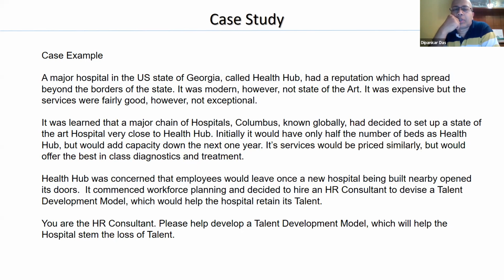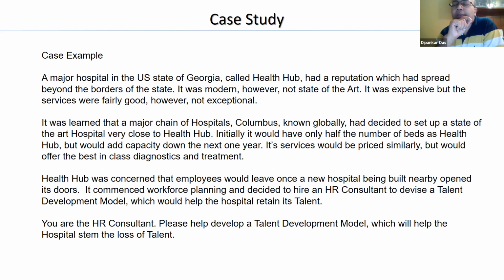Because as we have seen, Health Hub doesn't have the best services, but it's expensive. And when Columbus comes in, they are going to be less expensive, or probably the same expense, but they will have some of the best quality services. So people are likely to get attracted, and Columbus will also try to poach the talent from Health Hub.